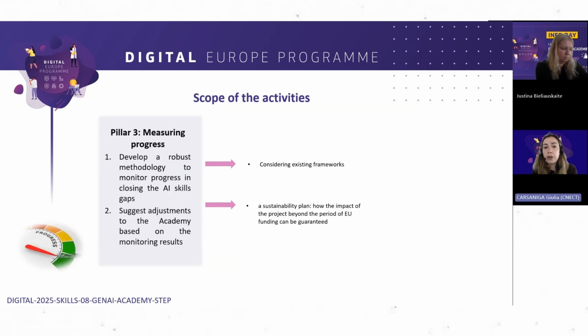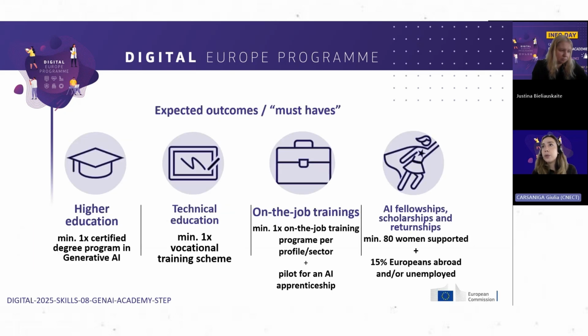Finally, pillar 3 is focusing on the progress and impact of the academy. So here the consortium will be required to develop and implement a robust methodology for measuring the impact KPIs reached, and on the other hand, also suggesting how the academy can be improved based on these, in particular looking at the sustainability of the project also beyond the EU funding. So here, once again, a summary of the must-haves: at least one higher education degree, at least one vocational training scheme, at least one on-the-job training program per profile and possibly per sector, and minimal requirements in terms of scholarships and returnships.